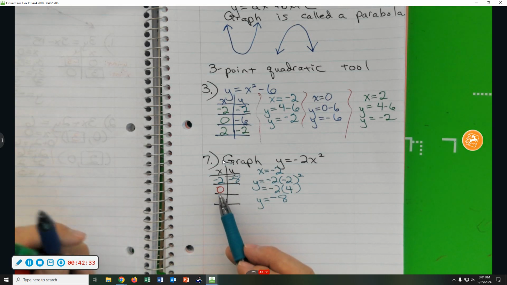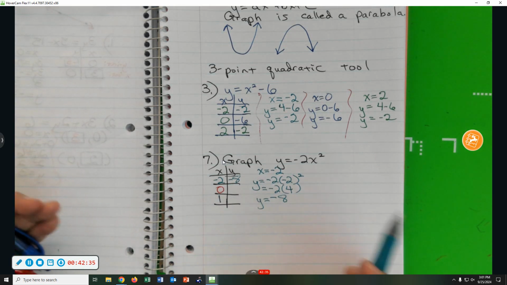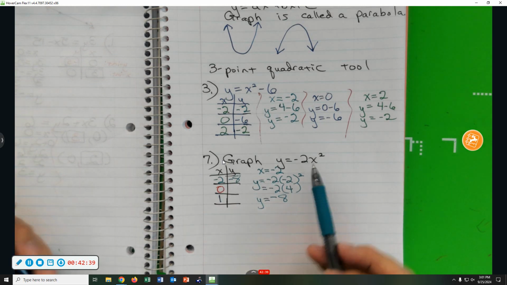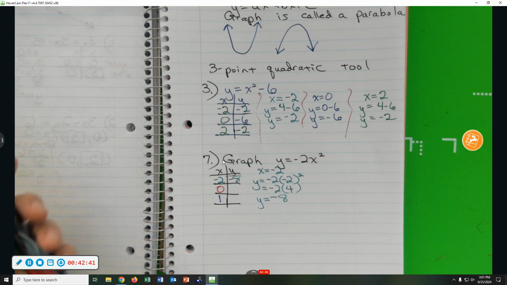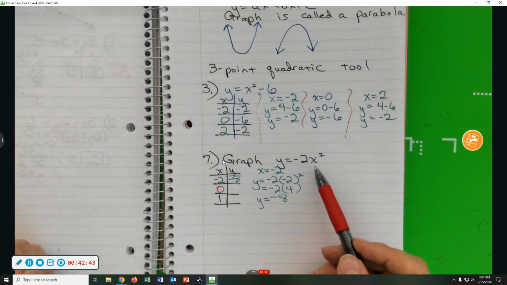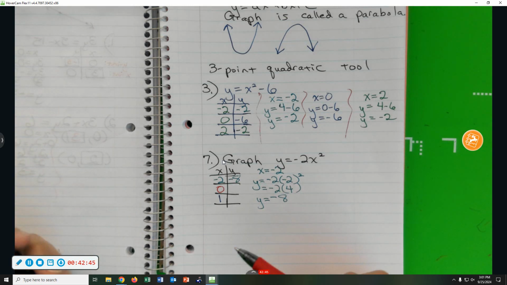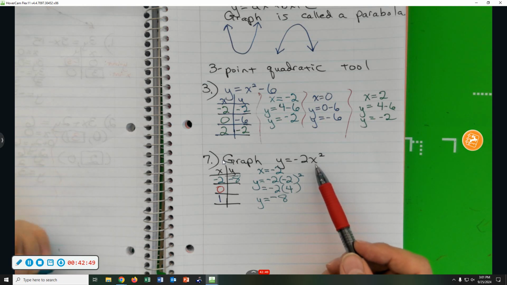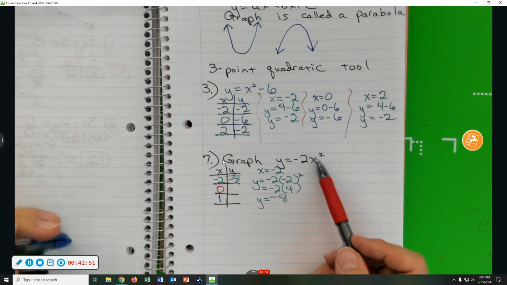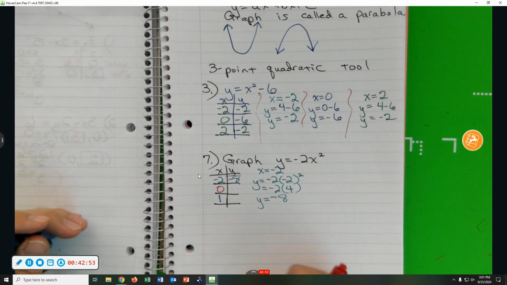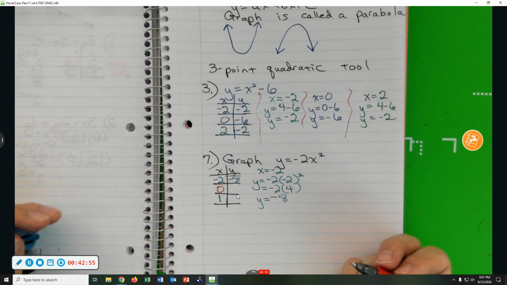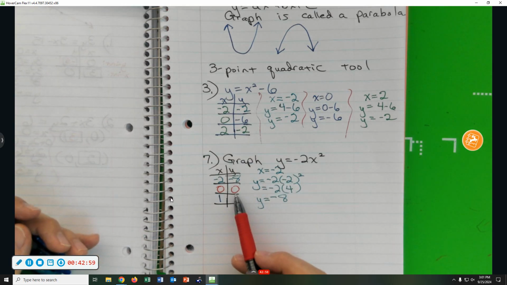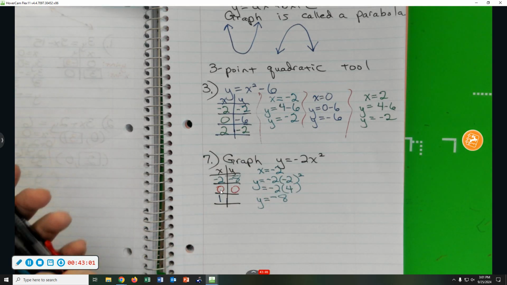I think we can do this x equals 0 without writing down anything. Take the 0, plug it in for x. What are you going to get? Negative 200? I'm joking. Okay. 0 squared is 0 times negative 2 is 0. So my y value, we're going to have a point at the origin.